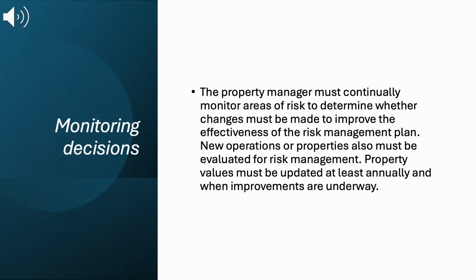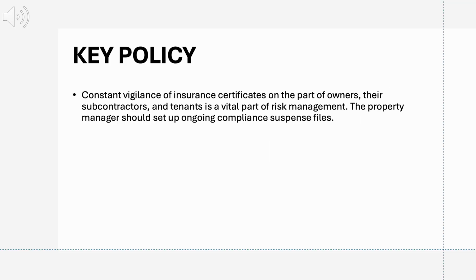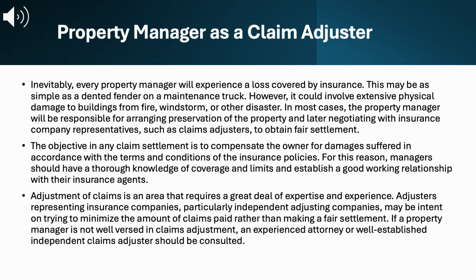Monitoring decisions. The property manager must continually monitor areas of risk to determine whether changes must be made to improve the effectiveness of the risk management plan. New operations or properties also must be evaluated for risk management. Property values must be updated at least annually and when improvements are underway. Key policy. Constant vigilance of insurance certificates on the part of owners, their subcontractors, and tenants is a vital part of risk management. The property manager should set up ongoing compliance suspense files. Property manager as a claim adjuster.